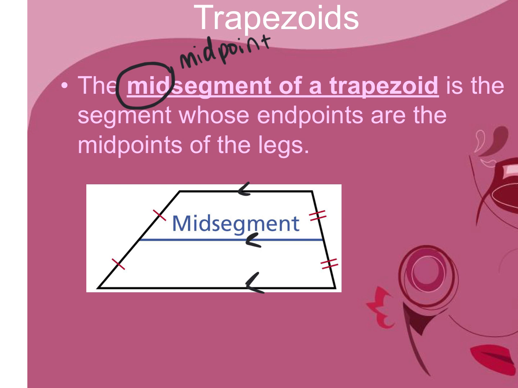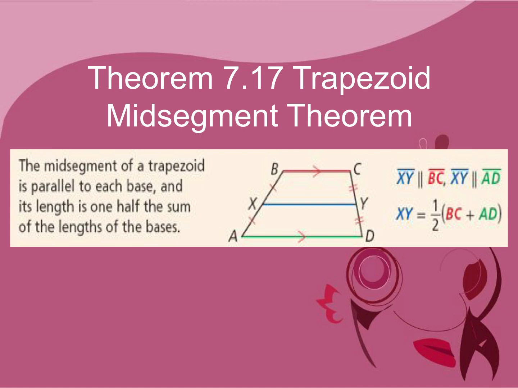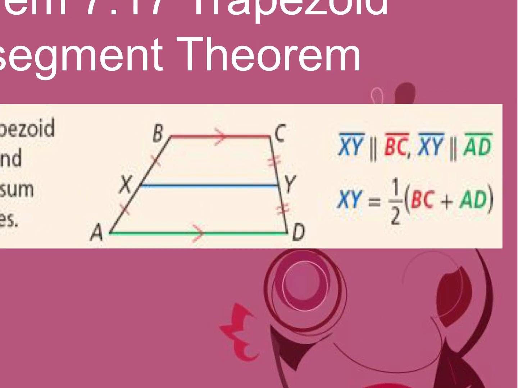All right, now, the mid-segment, it's really cool because it's exactly half of the sum of the bases, okay? So in this example, XY is our mid-segment, and it is exactly 1/2 of BC, the top base, added with AD, which is the bottom base. So the red piece and the green piece added together, divide by 2, and you get the blue piece. This formula. Okay? And just know that they're all parallel to one another. So they should have 3 parallel markings on all of them. Okay?